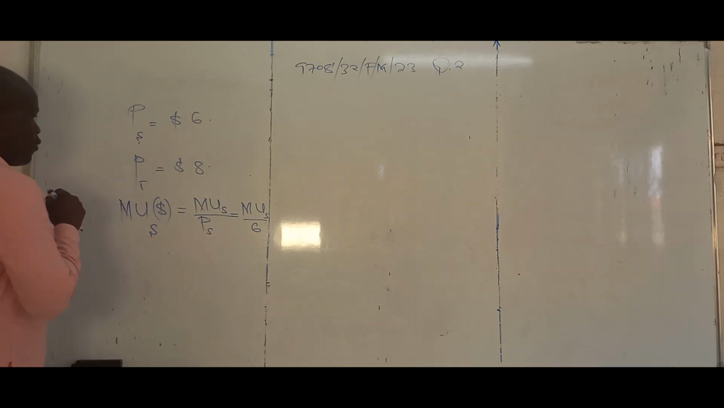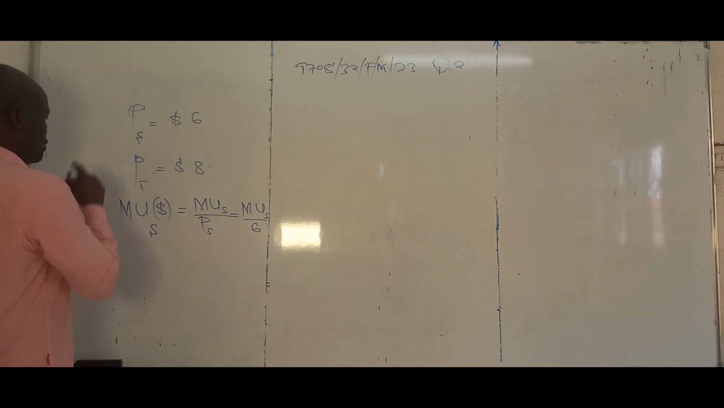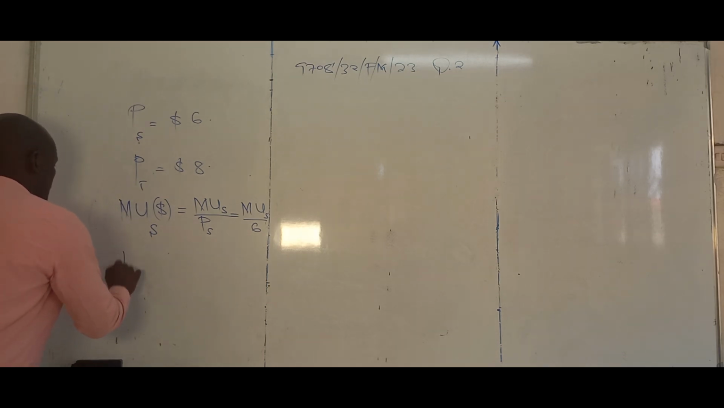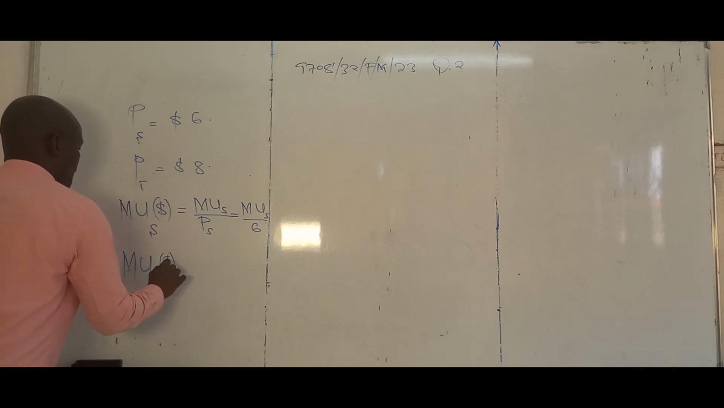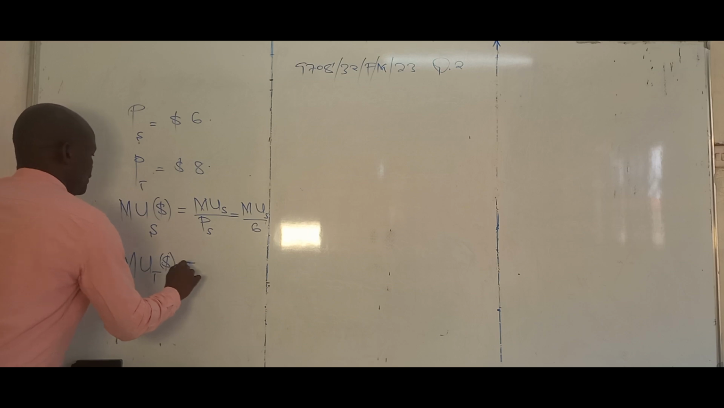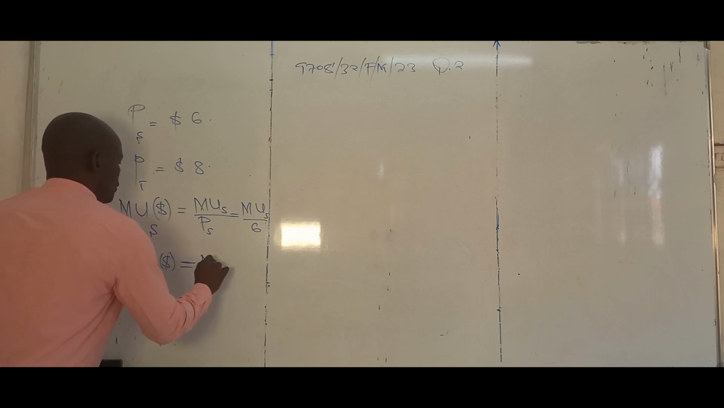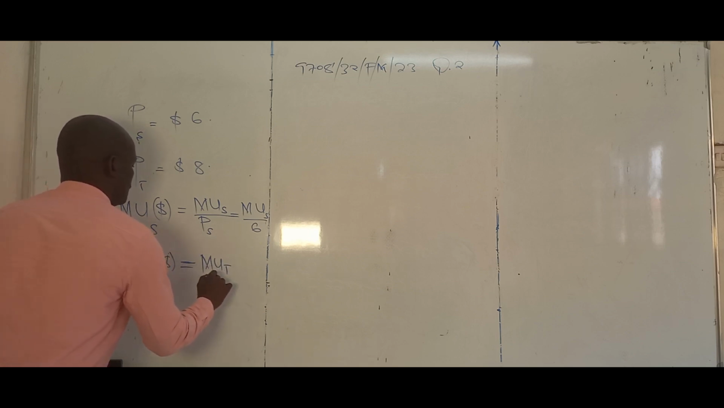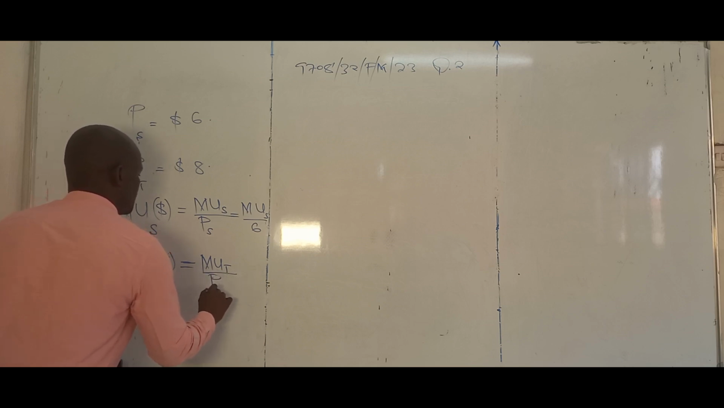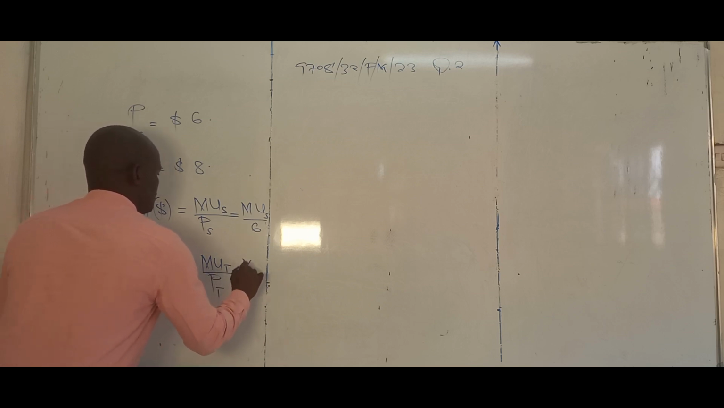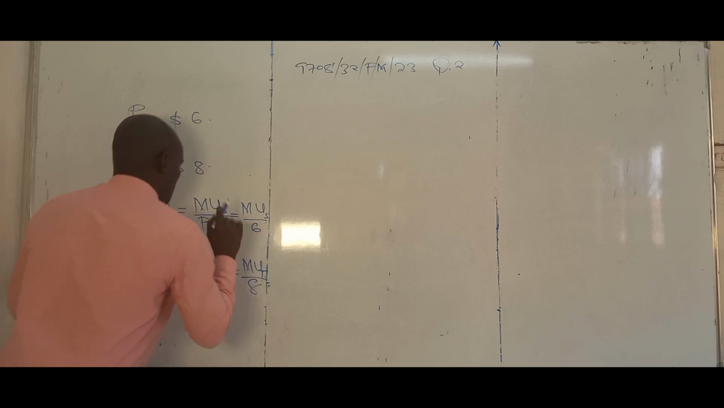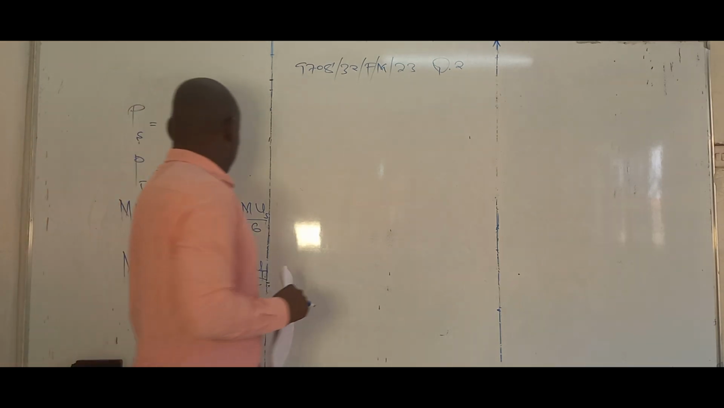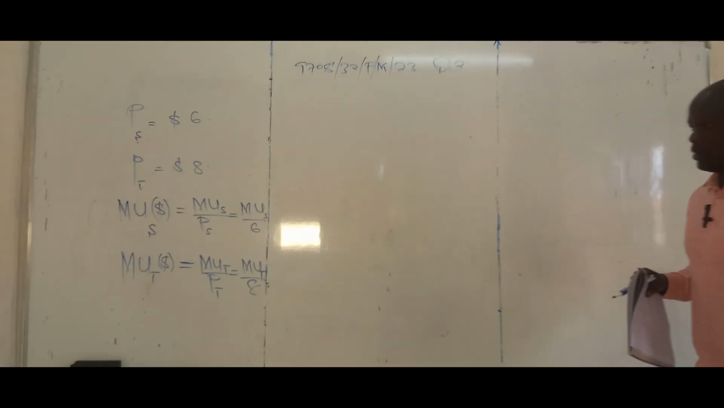I say the same for T. So I'll be having MU, that is marginal utility per dollar for T, given by marginal utility of T divided by price of T, and that gives me marginal utility of product T over 8. That's now marginal utility per dollar.